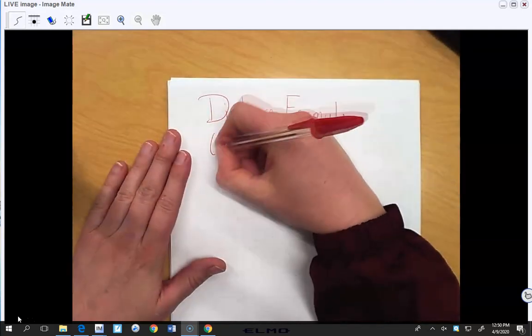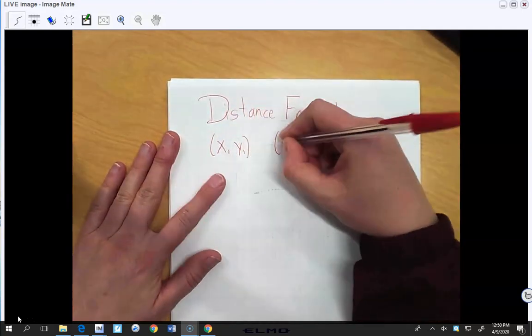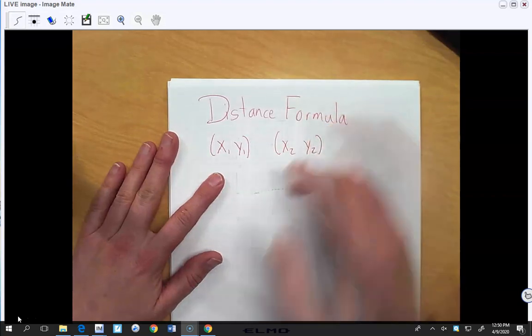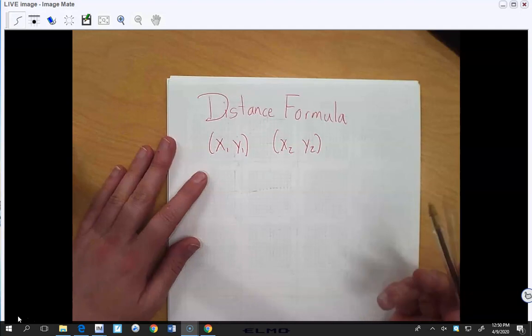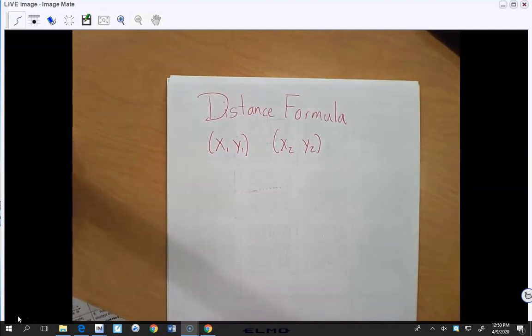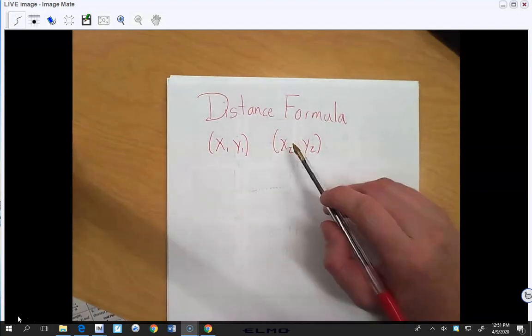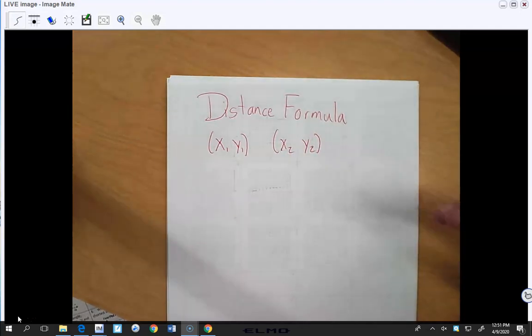So you have 2 points, and we call them x1, y1, and x2, y2. Now these numbers, if they're up top, they were an exponent. Down at the bottom, it just means it's like a last name. Hey, if you have 2 Joes in the class, this is Joe, this is a different Joe. Okay, it's just a last name. It doesn't mean anything mathematically.